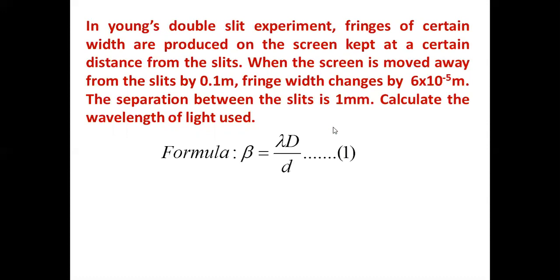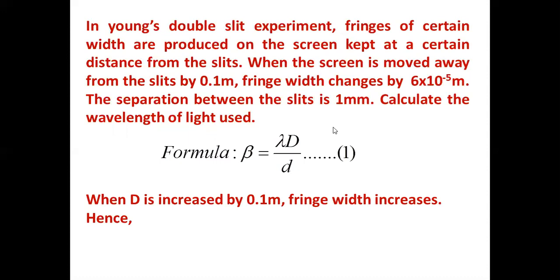The formula is beta is equal to lambda D by d. When D is increased by 0.1 meter, the fringe width also increases, because when D is made D plus 0.1, beta should become more. That means beta should become beta plus 6 into 10 to the power minus 5, because they said the fringe width changes by 6 into 10 to the power minus 5. That means that much you have to add. So shall we write two equations? One is this one itself, the original values: beta, lambda, capital D, small d. What is the new form of the equation? Beta plus 6 into 10 to the power minus 5. See, this has to be written very properly in the exam.